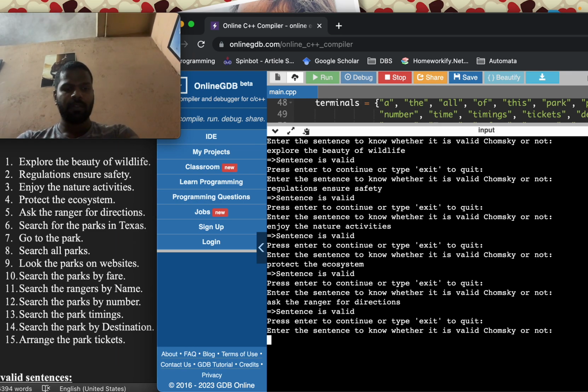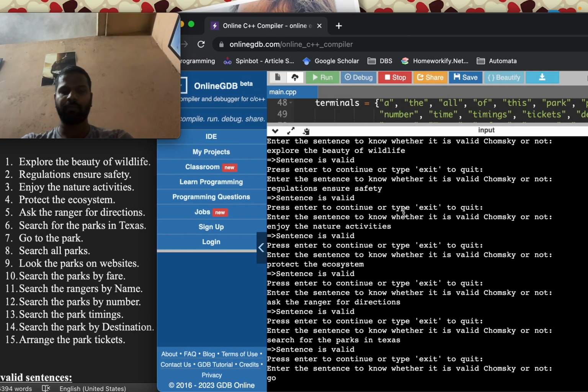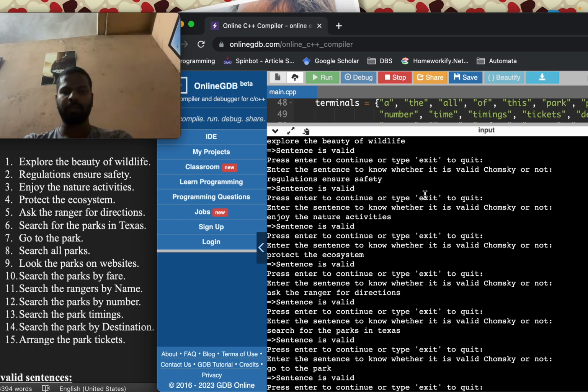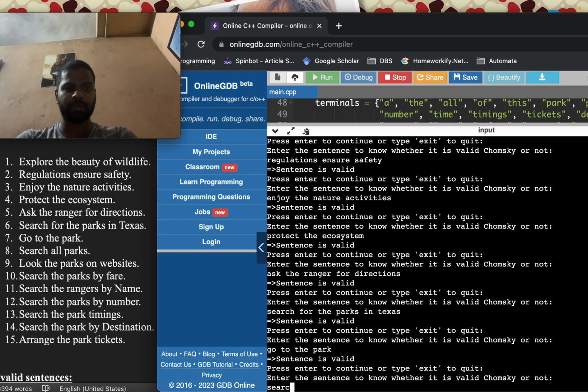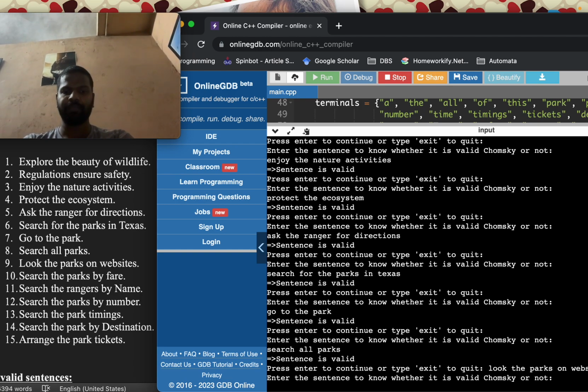Ask the ranger for directions. Valid. Search for the parks in Texas. The sentence is valid. Go to the park. Valid. Search all parks. The sentence is valid. Look the parks on websites.